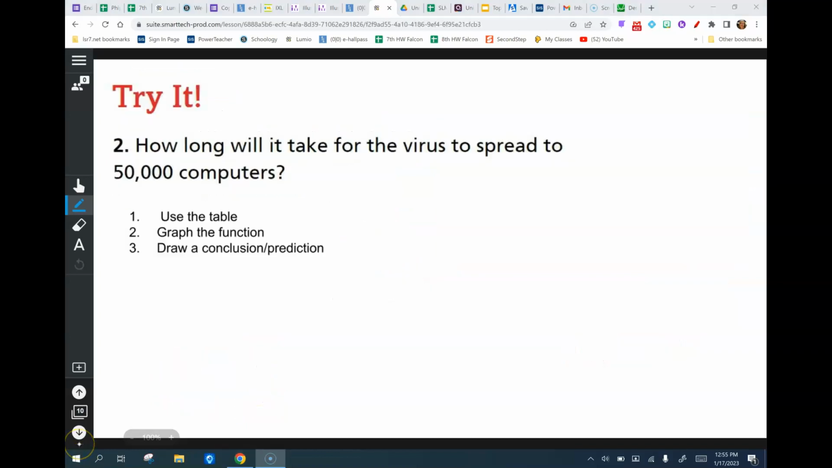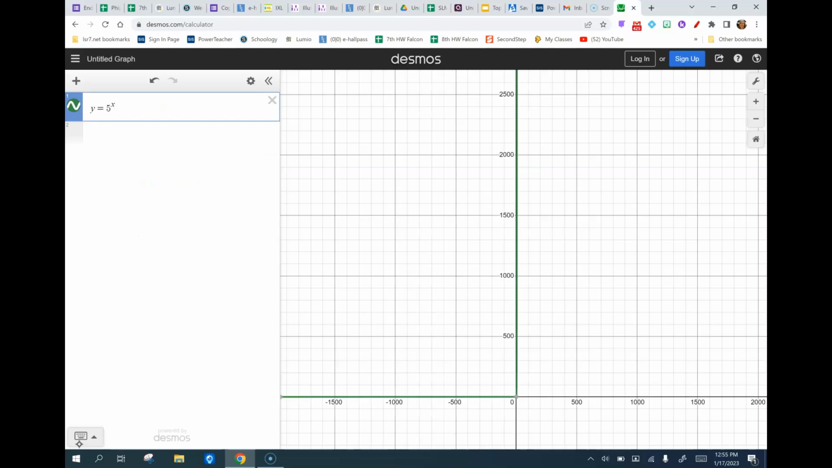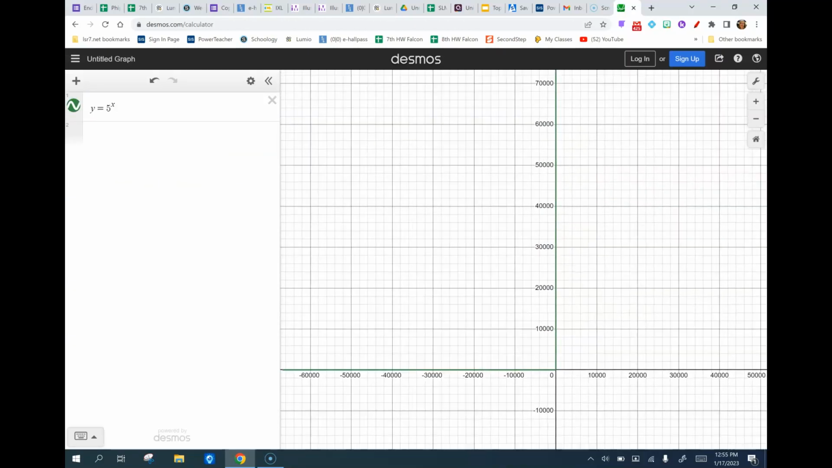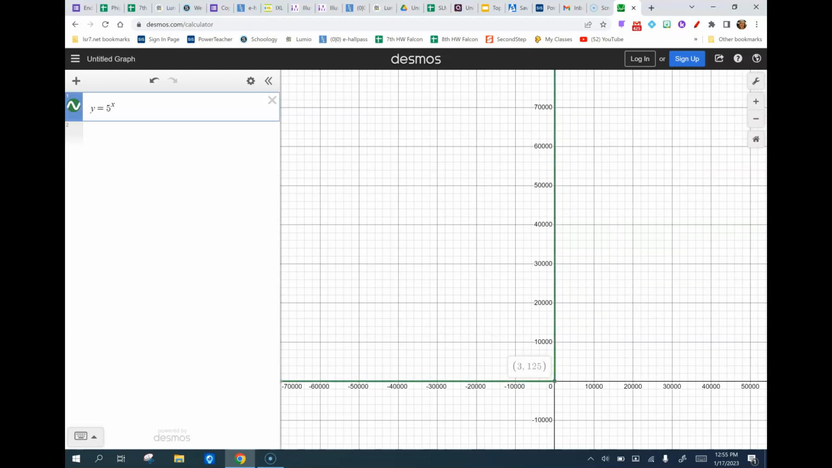Okay? The question that's in your book then says, what about for 50,000 computers? So we're going to go out and look at 50,000 computers. Go out to Desmos. Oh my gosh. Just keep on scrolling in until we get to 50,000. So here we go. Can I pull the point?